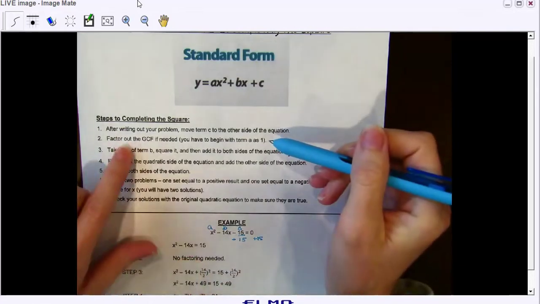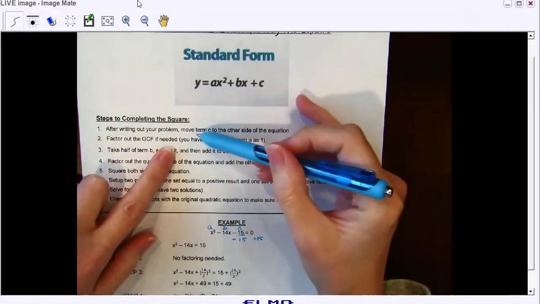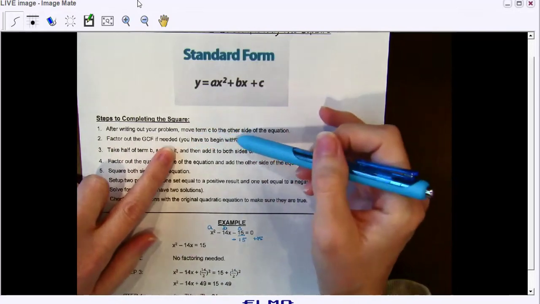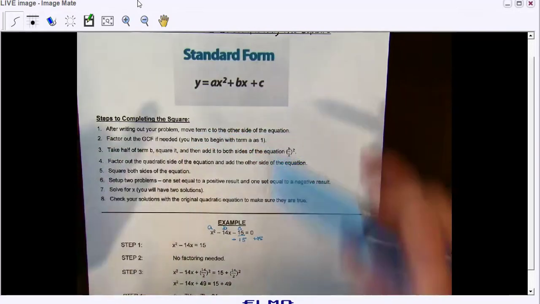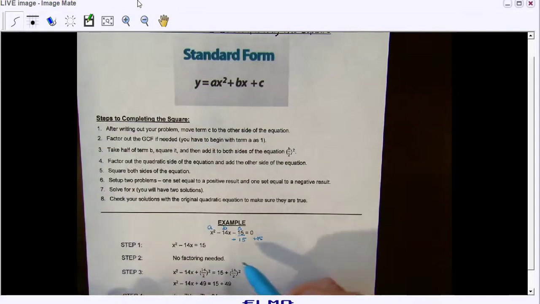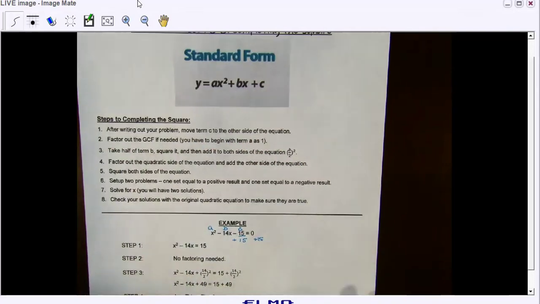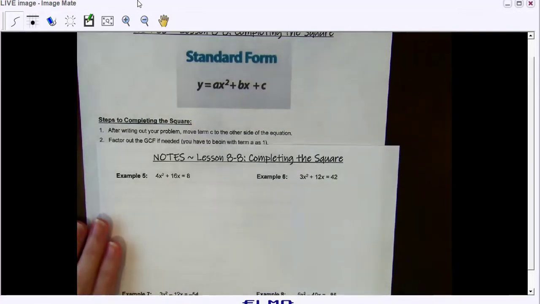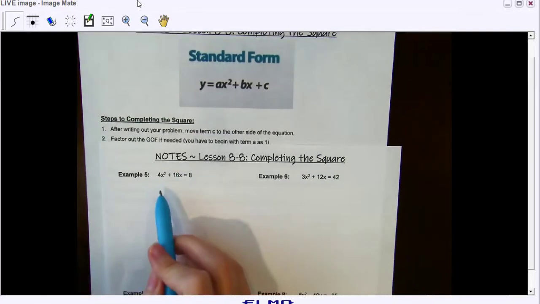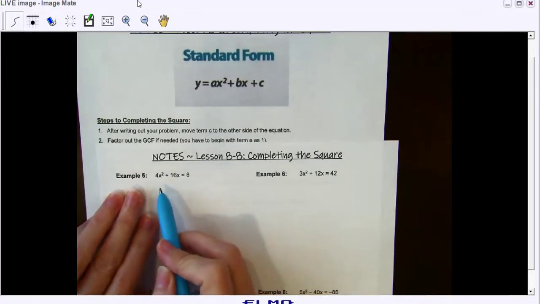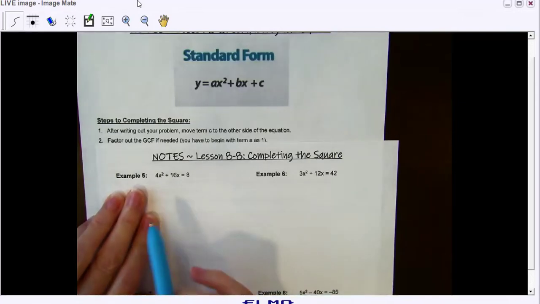Step 2, factor out the GCF if needed. You have to begin with term A as 1. So what that means is that you must have your first term as 1. If it's not 1, you have to factor out any GCF if there is one. And I'm going to show you on the third page of your notes. If you look at example 5 right here, I'll give you a minute to turn there. You can also pause the video at any time.